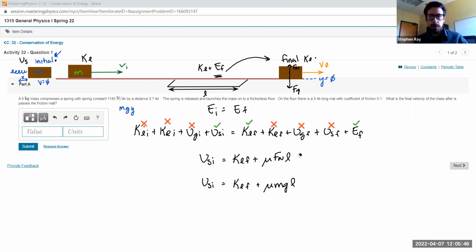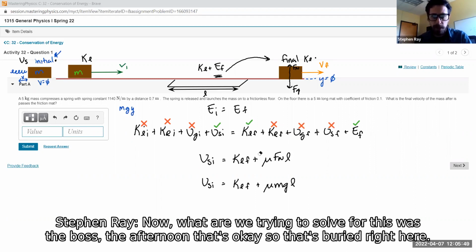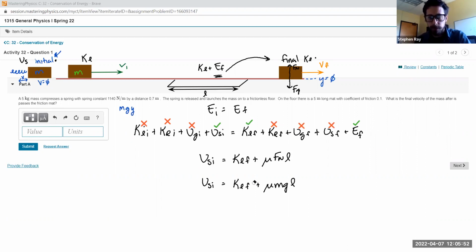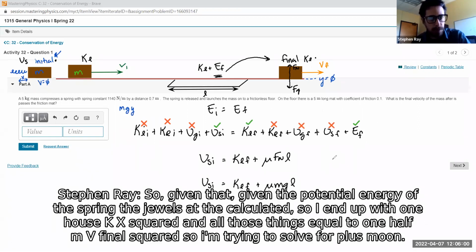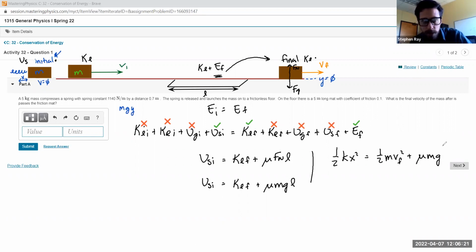Now, what are we trying to solve for? What's the velocity of the mass? That's buried right here. I'm not given the potential energy of the spring in joules. I have to calculate it. So I end up with 1/2 kx squared. I know all those values. It's equal to 1/2 m v final squared, plus mu mg times L.